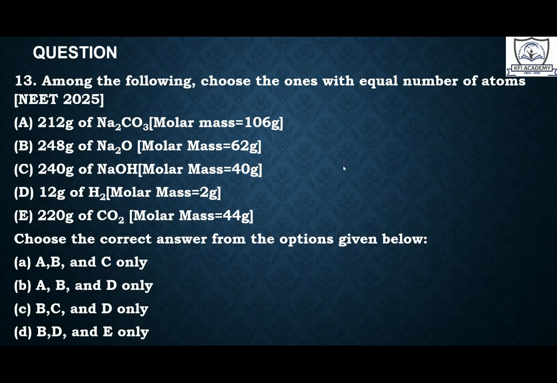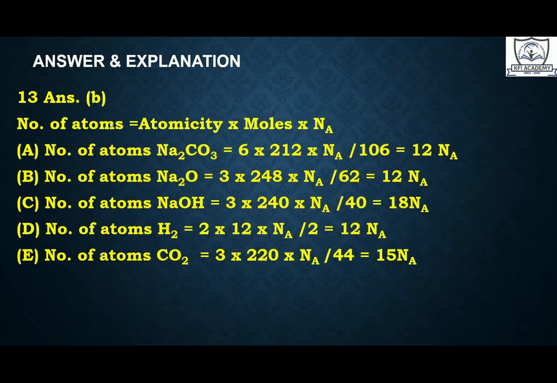This is a 2025 question; last year this question was asked. Among the following, choose the ones with equal number of atoms. So we have to calculate the number of atoms. Mass is given, so convert the given mass into mole, mole into molecules, molecules into atoms. Simple concept. So how are we going to solve? Number of atoms, we know the formula: atomicity into moles into Avogadro number.